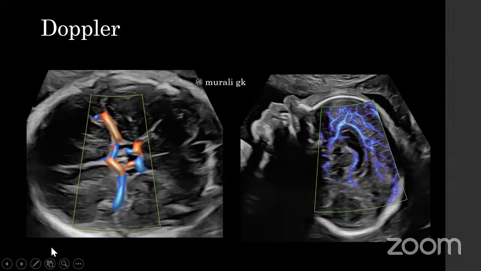Another application is to identify the optic chiasma, which can be seen either in the axial section, which is an orbitothalamic section, I have not included that, and another is a transcaudate section.